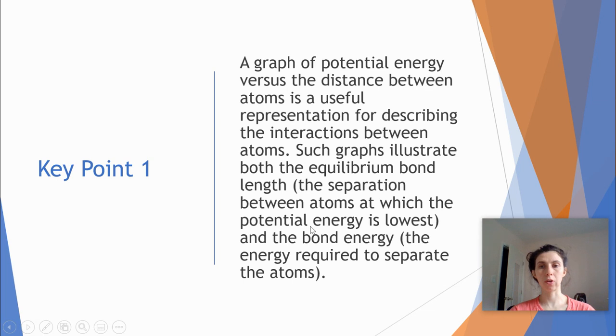So our first key point is a graph of potential energy versus the distance between atoms is a useful representation for describing the interactions between atoms. Such graphs illustrate both the equilibrium bond length, the separation between atoms at which the potential energy is lowest, and the bond energy, the energy required to separate the atoms. So again, I want to emphasize bond length is the separation between atoms in a bond, and the bond energy is the energy required to pull apart these atoms.